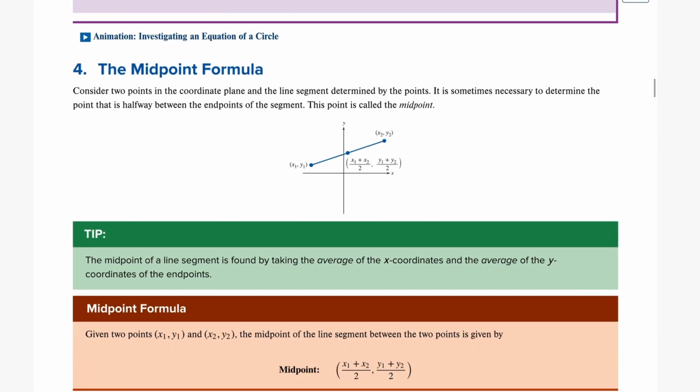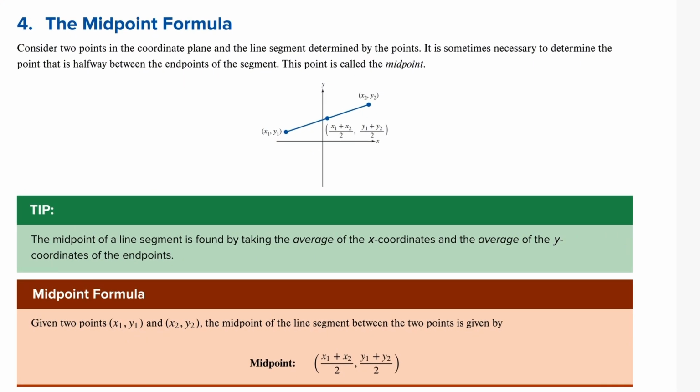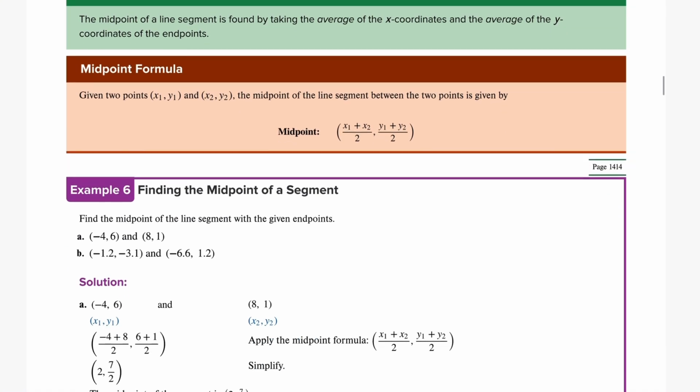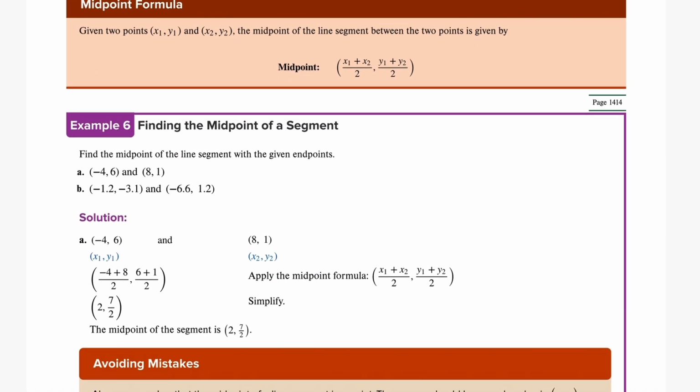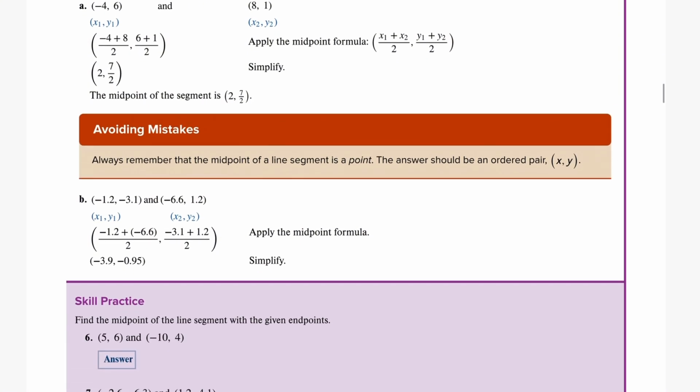Then the midpoint formula. The midpoint formula will explain the middle of any line segment. Okay, so it says the midpoint of the line segment between the 2 points is given by x sub 1 plus x sub 2 divided by 2, y sub 1 plus y sub 2 divided by 2. And that's how you figure out the midpoint of a line. Okay, line segment, right? So just practice that.